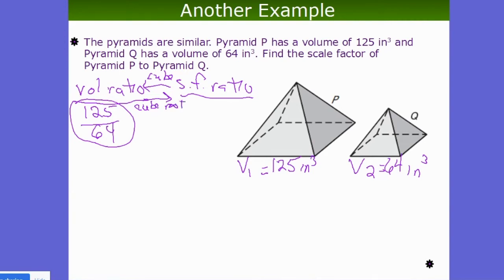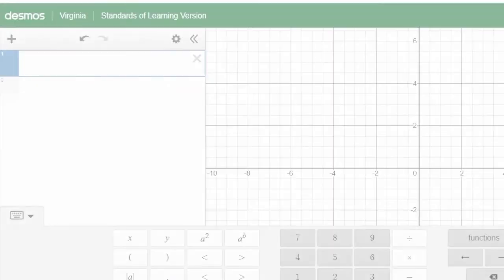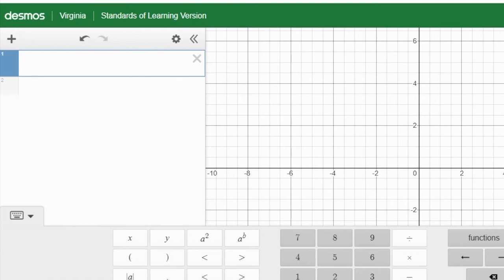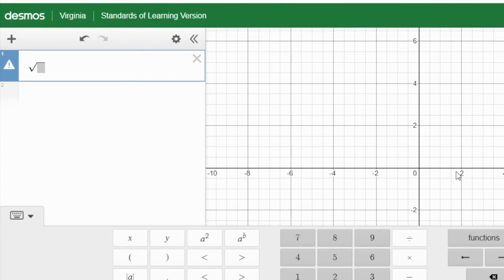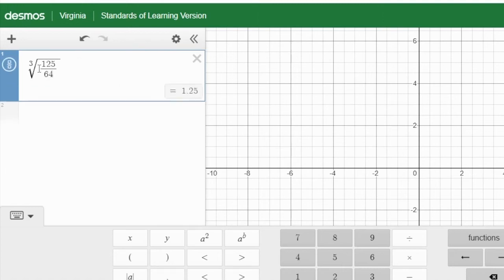Unfortunately, this is an easy one to take the cube root of. But let's say you didn't know that the cube root of 125 is 5 and that the cube root of 64 is 4. If you didn't know that, you can use the graphing calculator to help you. And this is the Desmos calculator. That's what we use in Virginia. If you want to find cube root, one way to do that is to go by the functions button and you click on that, go to miscellaneous. And in there, you're going to have an N with a root symbol. In this case, I'm going to type in cube root. And then when I go over here, I'm just going to type in the fraction that I had there, which was 125 over 64. And it's written as decimal.